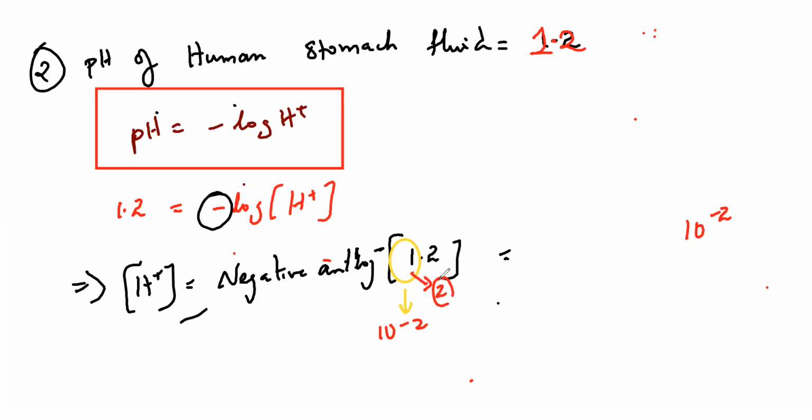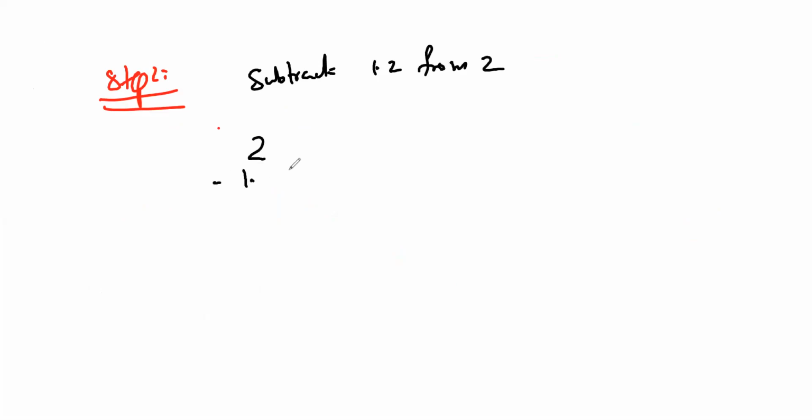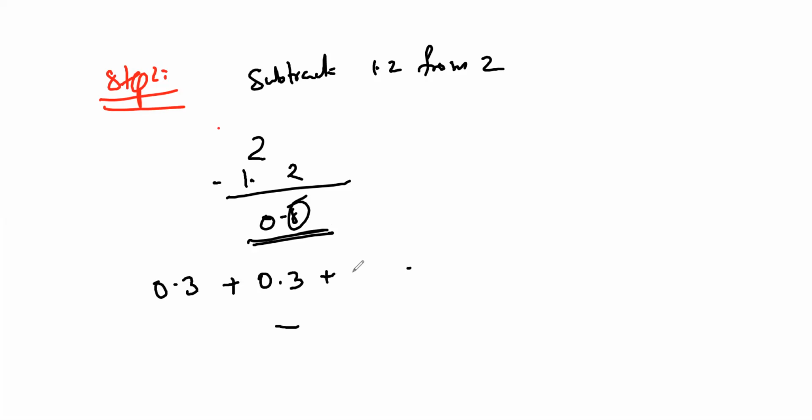I have to subtract this as what? Step number 2. Subtract this 1.2 from 2. So 2 minus 1.2. That is 0.8 I will get. So I have to find what? This 0.8 value. Correct? 0.8 can be represented as what? 0.3 plus 0.3 plus 0.2.